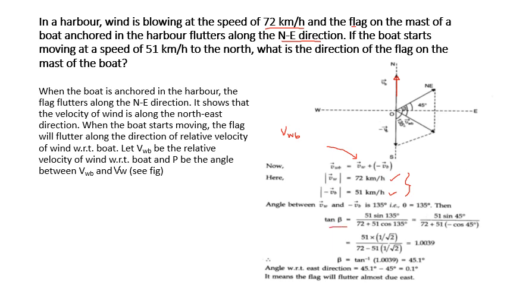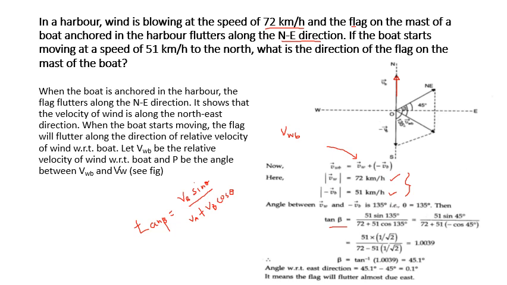So for direction, what is the formula? I told you, relative velocity case 3. So tan beta is equal to VB sin theta divided by VA plus VB cos theta. Do you remember this formula? So VB sin theta divided by VA plus VB cos theta. This formula we are going to use to calculate the direction of the flag. Here VB is nothing but the velocity of the boat, so 51 kilometer per hour.